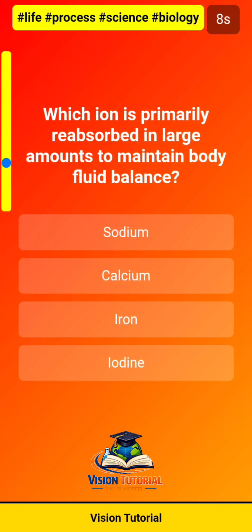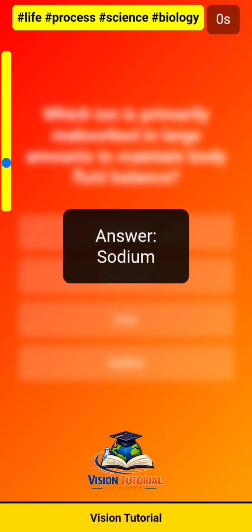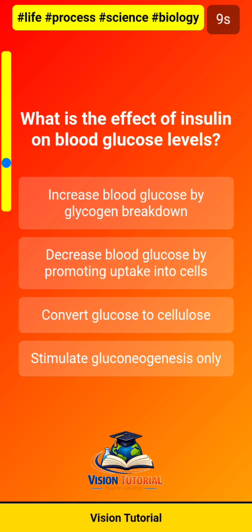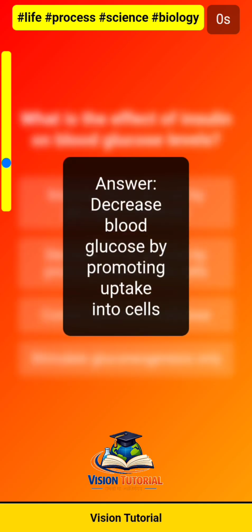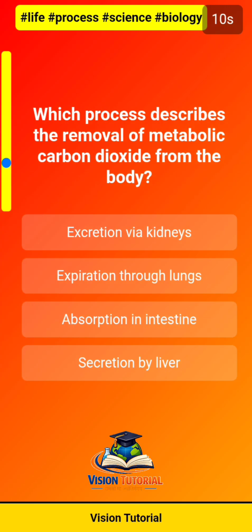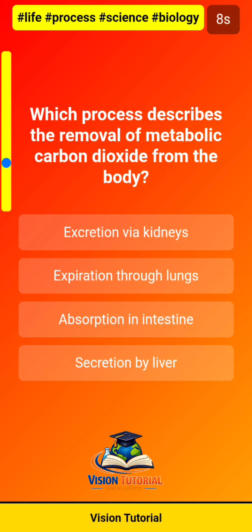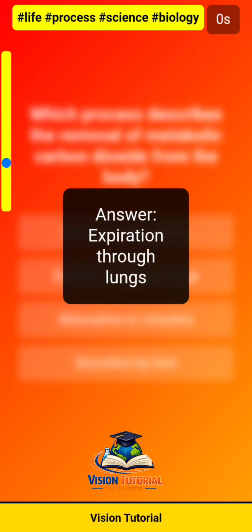The question is, which ion is primarily reabsorbed in large amounts to maintain body fluid balance? Answer: sodium. The question is, what is the effect of insulin on blood glucose levels? Answer: decrease blood glucose by promoting uptake into cells. The question is, which process describes the removal of metabolic carbon dioxide from the body? Answer: expiration through lungs.